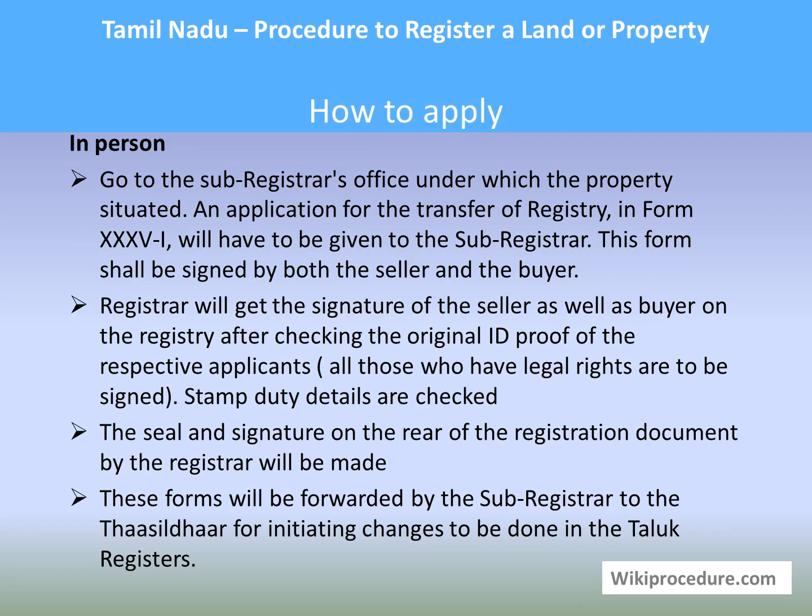How to apply in person? Go to your sub-register office under which the property is situated. An application for the transfer of registry in Form 35(1) will have to be given to the sub-register. This form shall be signed by both seller and the buyer. The registrar will get the signature of the seller as well as the buyer on the registry after checking the original ID proof from both of them. All those who have legal rights, maybe from the buyer side or from the seller side, have to sign this.